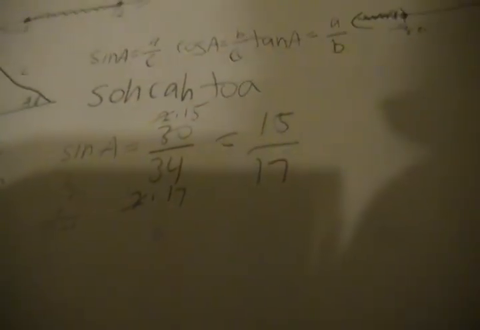Obviously we can simplify this. The value of 30, we can say that's 2 times 15. And the value of 34 is going to be 2 times, well, let's figure it out, 34, 2 times 17. So the 2's cancel out, so we get 15 over 17.